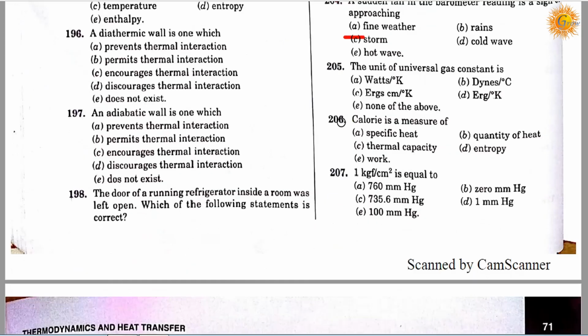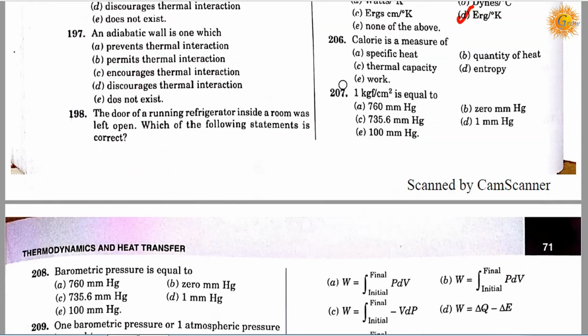Question number 205. The unit of universal gas constant is option A, watts per degree Kelvin. Option B, dynes per degree centigrade. Option C, ergs centimeter per degree Kelvin. Option D, erg per degree Kelvin. Option E, none of the above. Correct answer is D, erg per degree Kelvin.